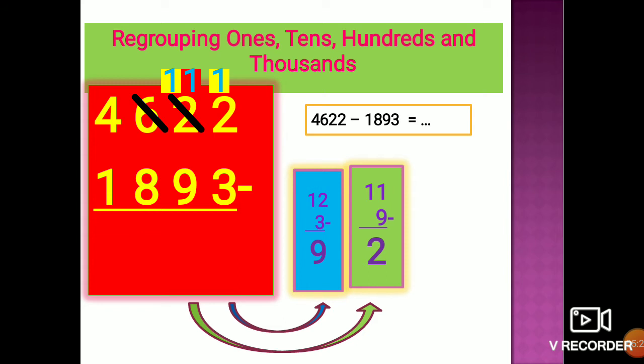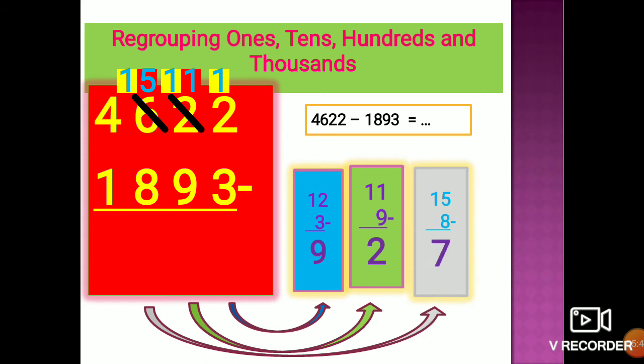Yes, 6 changed into 5 because we already used 1. Now 5 minus 8, is that possible? Nope, so we need to borrow 1 from 4. So now 5 becoming 15. 15 minus 8 equals 7.